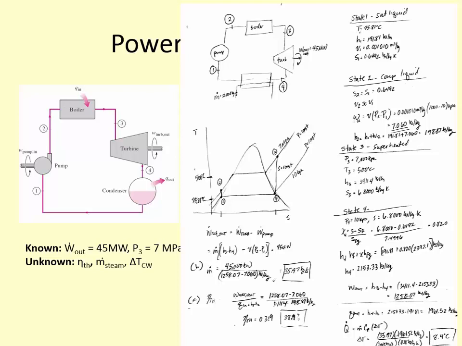Okay, so we know a mass flow rate of the cooling water. We've calculated the mass flow rate of the steam. We want to determine how much heat is being exchanged in the condenser. So we need to figure out this Q out term. And how do we find Q out of the condenser?